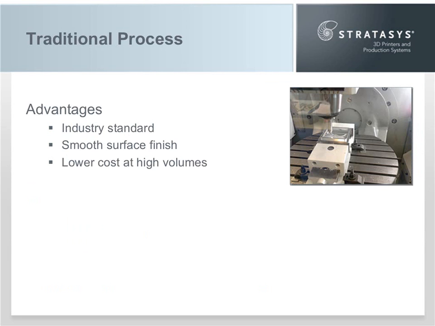Some of the advantages of the traditional process are that it's a proven process and it is the industry standard. The surface finish of these parts is typically very smooth or can be if needed. At high volumes, it's generally easy to justify the cost of these processes. And by high volumes, we mean typically over 100 to 1,000 parts.